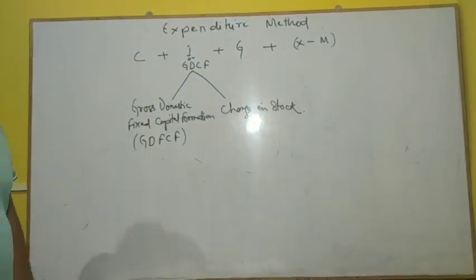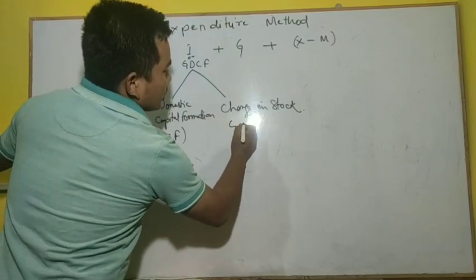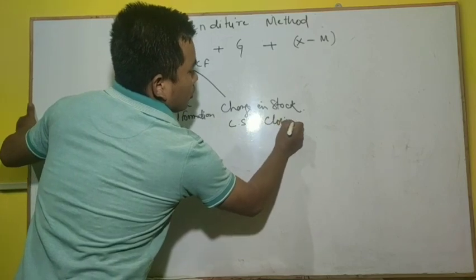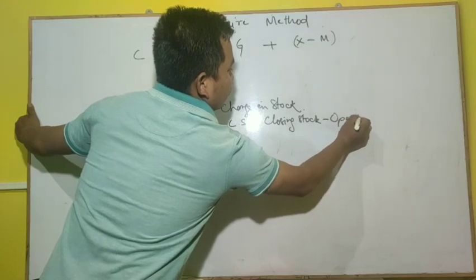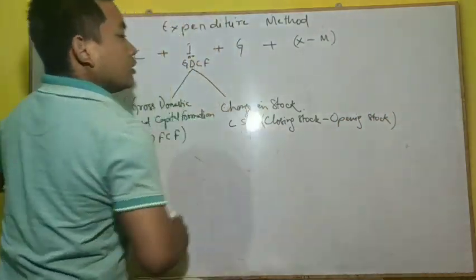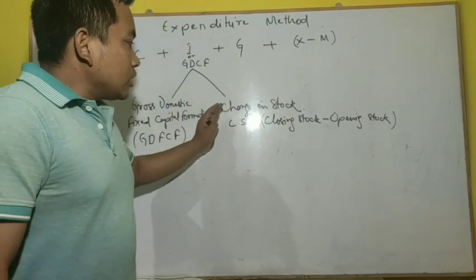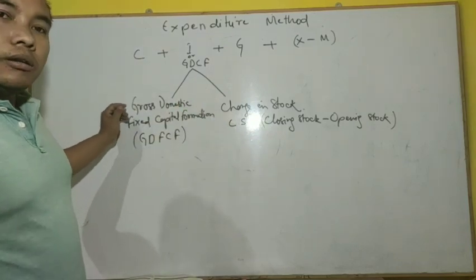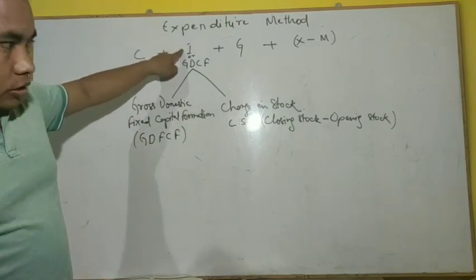Change in stock. In order to find change in stock, we use this formula: change in stock, CS, is equal to closing stock minus opening stock. Closing stock minus opening stock. In an examination, if change in stock is given and gross domestic fixed capital formation is given, then we have to add them together to find the value of investment expenditure.